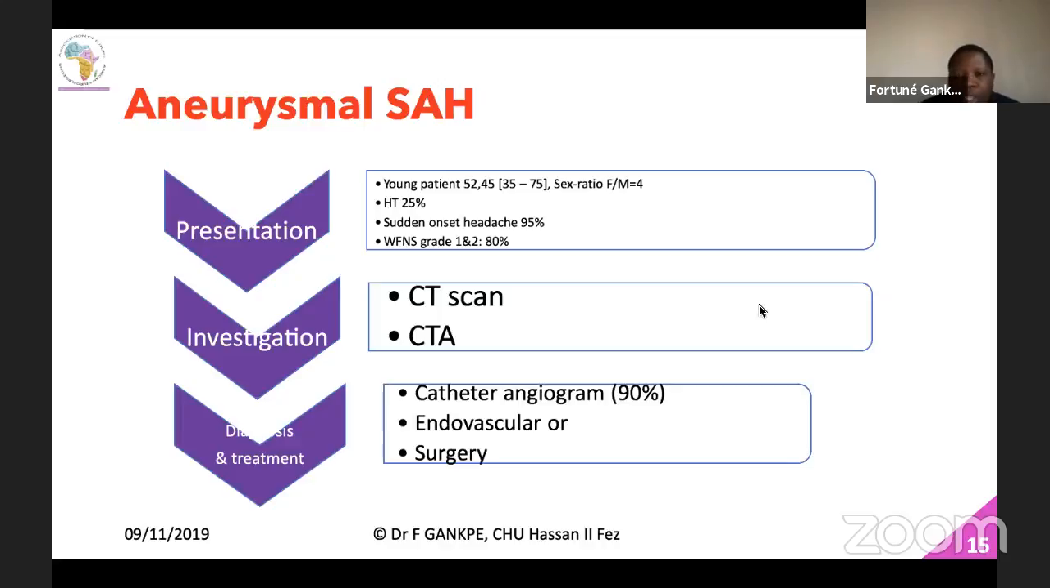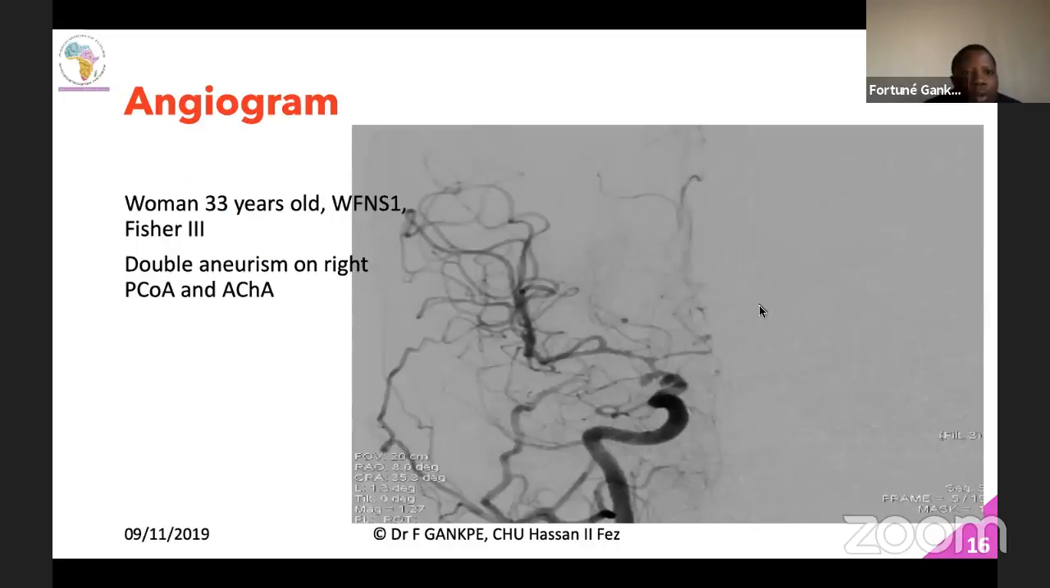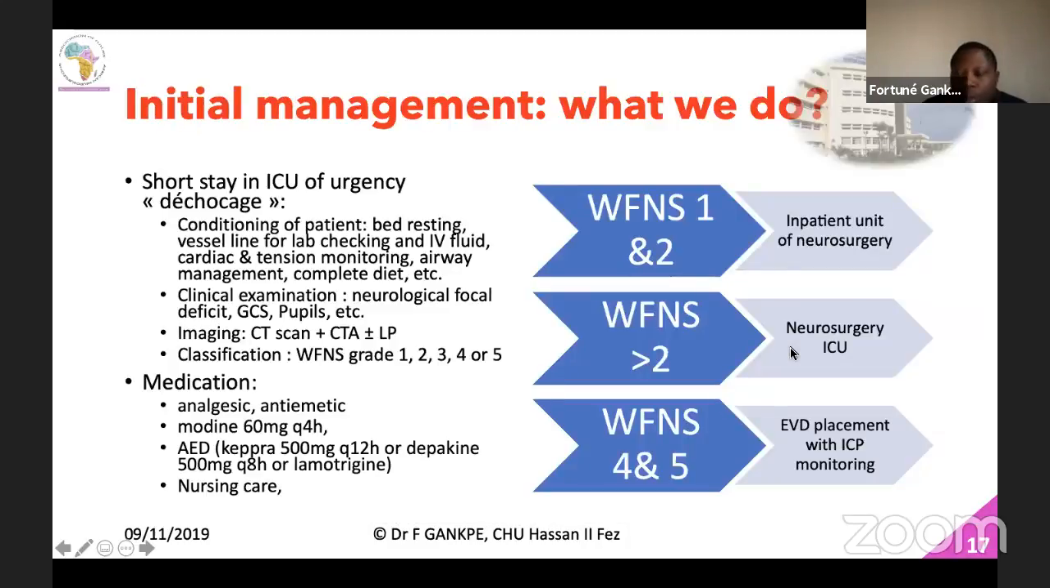The decision depends on many factors. Before going there, I want to show you on this slide the catheter angiogram of a woman who came just last week in our department. It was a woman, 33 years old. She was WFNS grade 1 and Fisher 3. And here you can see on the picture the double aneurysm on the right posterior communicating artery and also the anterior choroidal artery.